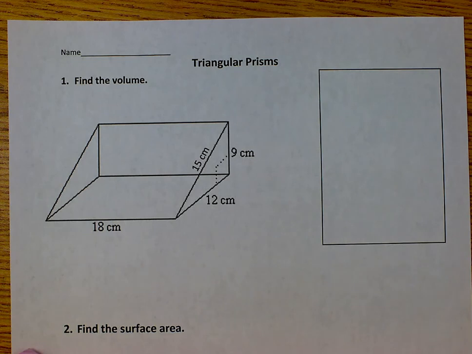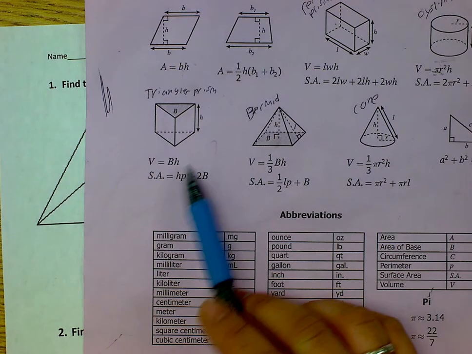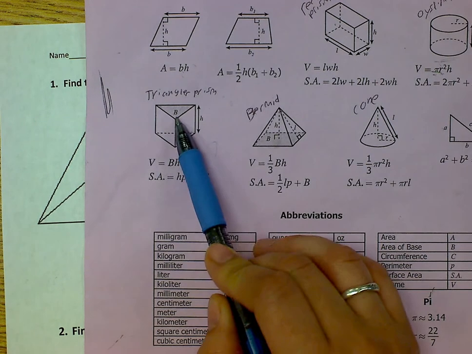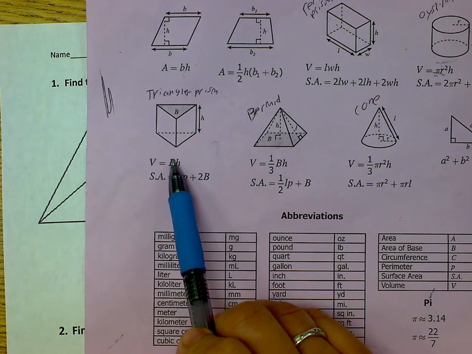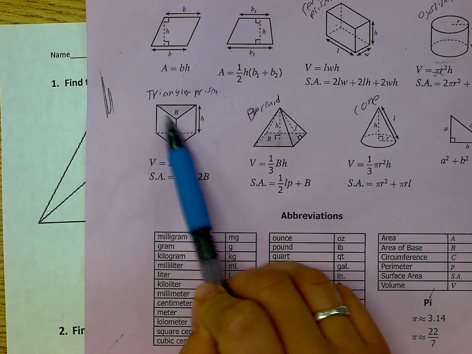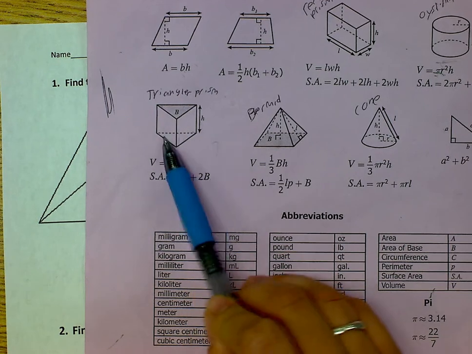We are on our last shape of geometry, so we are looking at triangular prisms. Triangular prisms on your formula sheet are the bottom left corner. If you notice, the capital B, the base, is inside which shape? It's inside the triangle of the triangular prism. Not the sides, but the triangle that's either on the top or the bottom.